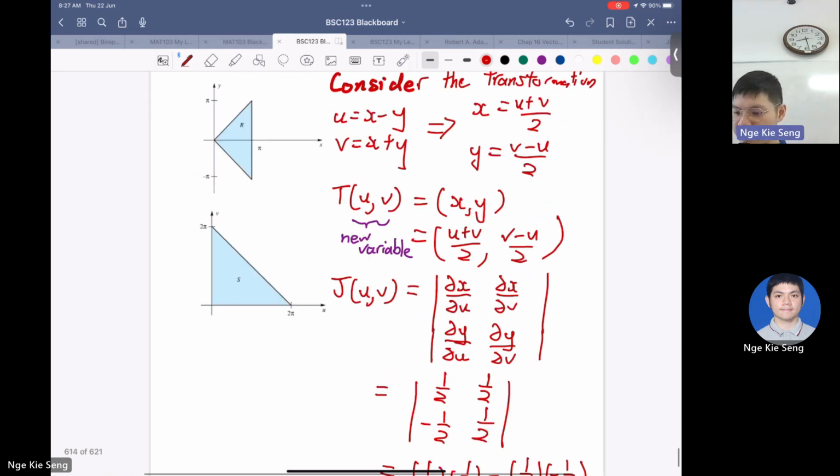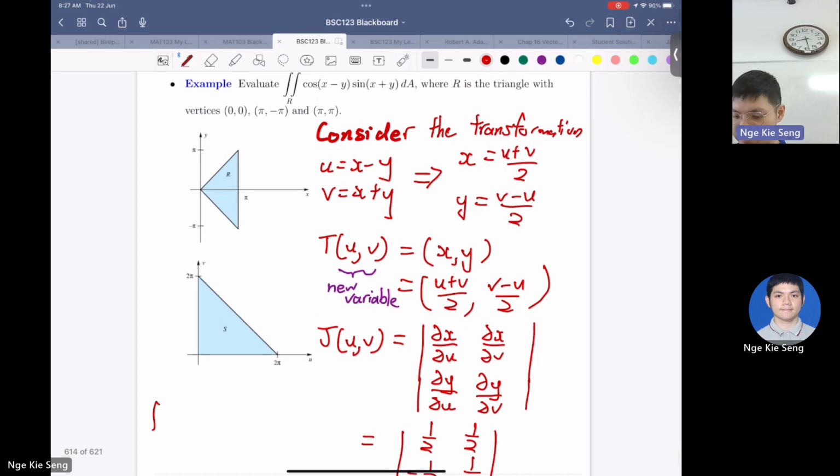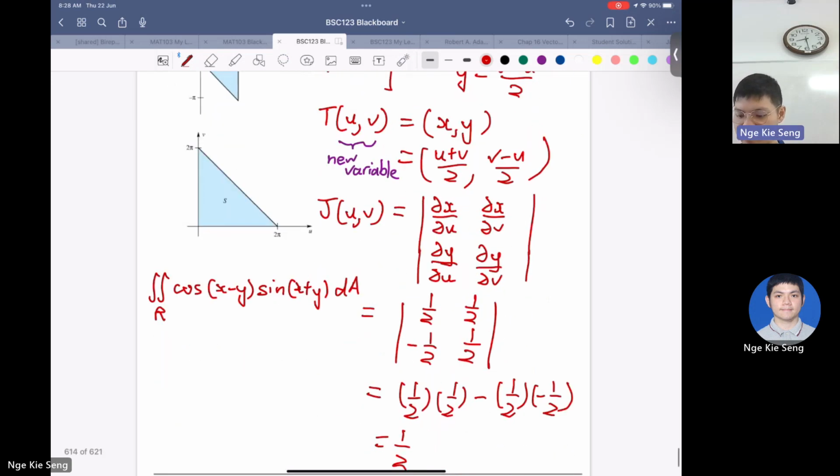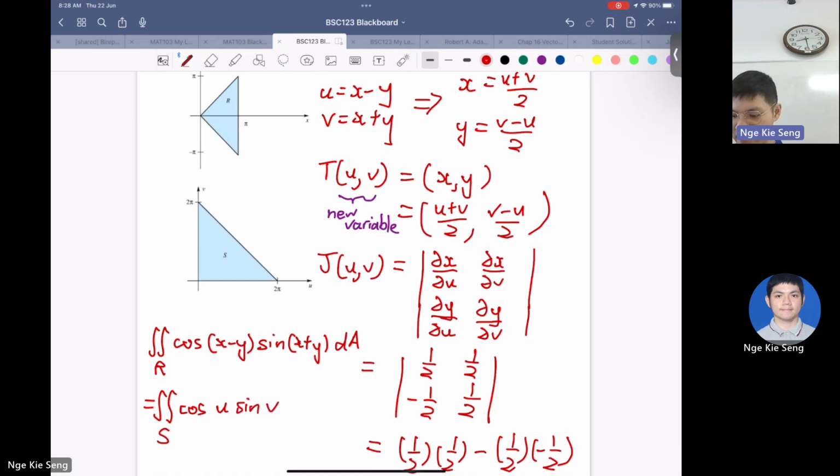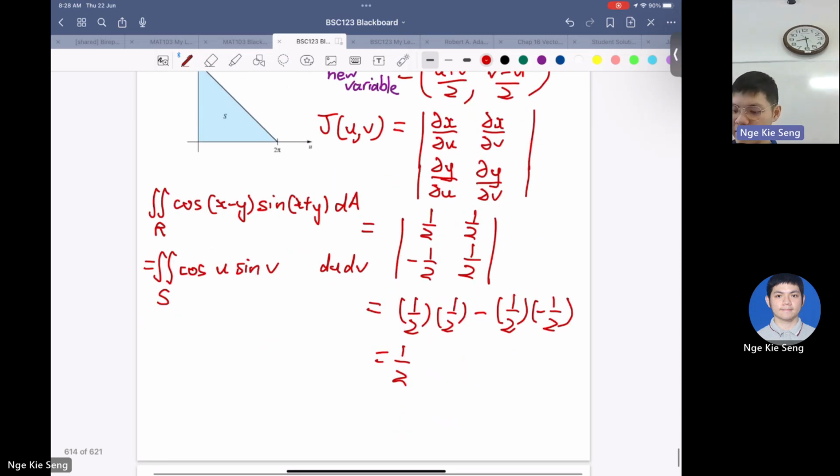All right, so what happened here is we have changed this integral to du dv. We're not sure whether the domain changed or not; maybe let's say it changes. So we have cos u sine v du dv times the Jacobian, the absolute value of half, which is just half.